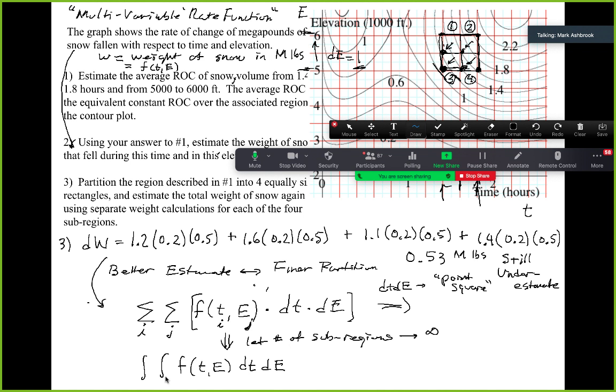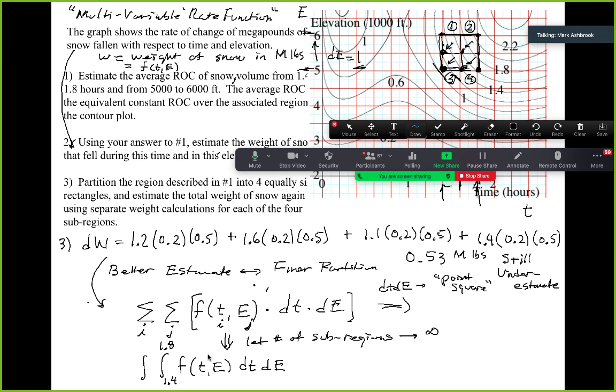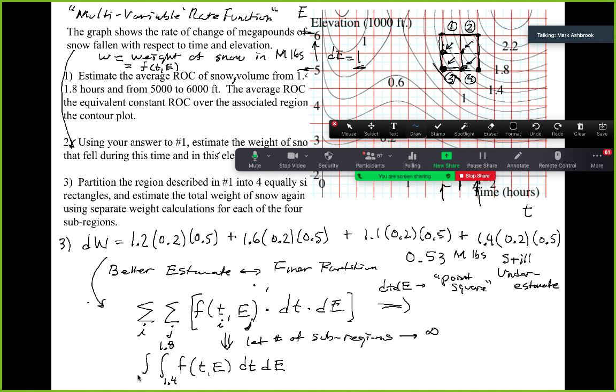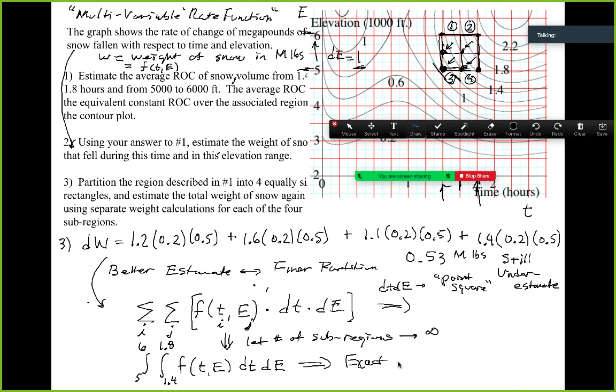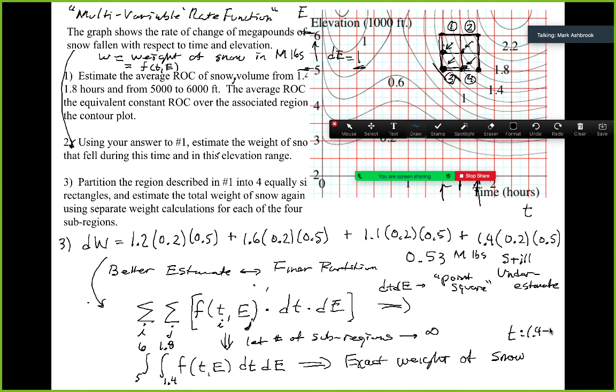And so this inside integral goes with this variable, right? The first variable here matches up with this, so t is going from 1.4 to 1.8. Can you still see that 1.4, or am I too close to the bottom? Can you see that I wrote 1.4 there? Yes. And then E, so it's kind of like inside out. The t, the first variable, matches up with the inside integral, and then the outside one to the left, dE, will match up with this, and it's from 5 to 6, right? So here now we have the exact weight of snow as t changed from 1.4 to 1.8 and E changed from 5 to 6.